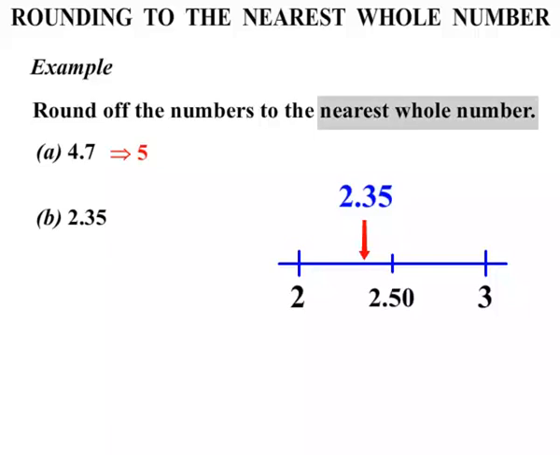So rounding off to the nearest whole number. In other words, what is it closer to? Is it closer to 2? Or 3? Well, our number is closer to 2. So rounding off, we round it off to 2.